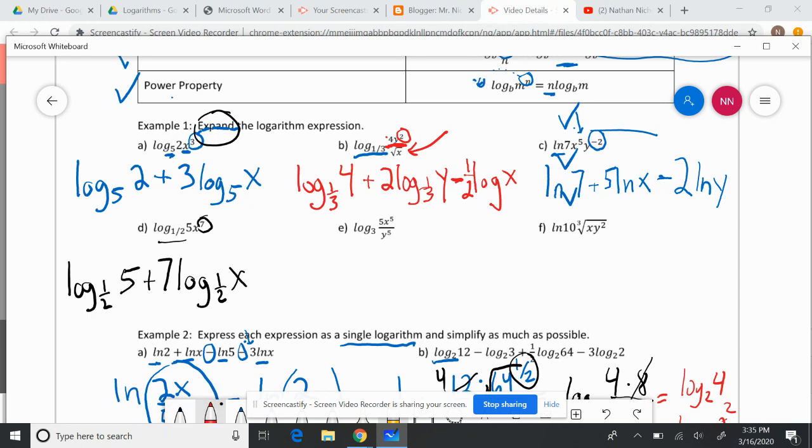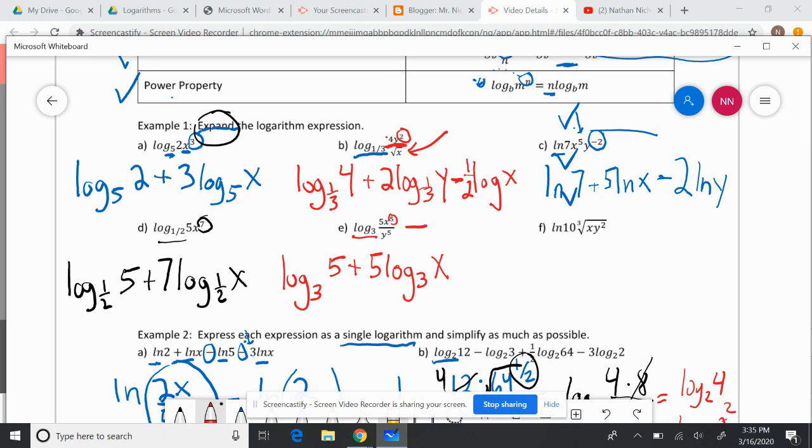Now looking at letter E, we're going to do the same thing. Notice that we have a log base 3. So we're going to do log base 3. This time we have another 5 right here, so we're going to put 5. We're going to put a plus sign because what's happening is multiplication right here. We're going to do log base 3 of x. Once again, x has an exponent of 5, so we're bringing the 5 to the front.